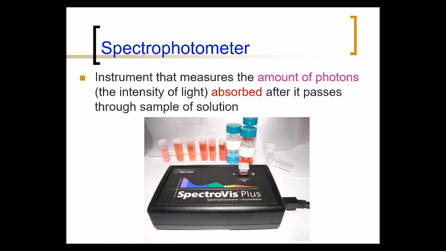What is a spectrophotometer? Well, it's this black box, SpectroVis. That's what I have in my classroom. They're actually quite lovely devices. It's an instrument that measures the amount of photons, or the intensity of light, absorbed after it passes through a sample of solution. And there's all this stuff inside the box. We're going to take a look at a picture of what's inside there that does the measuring and detecting and all the other things.